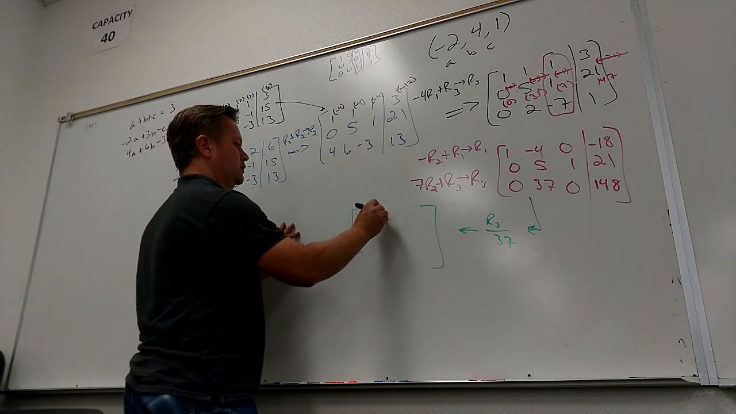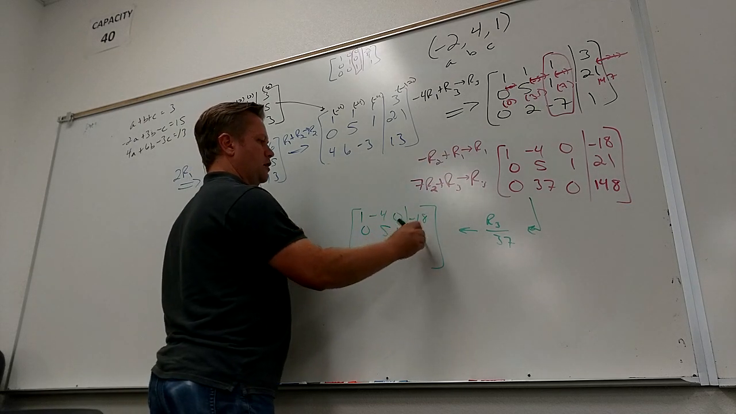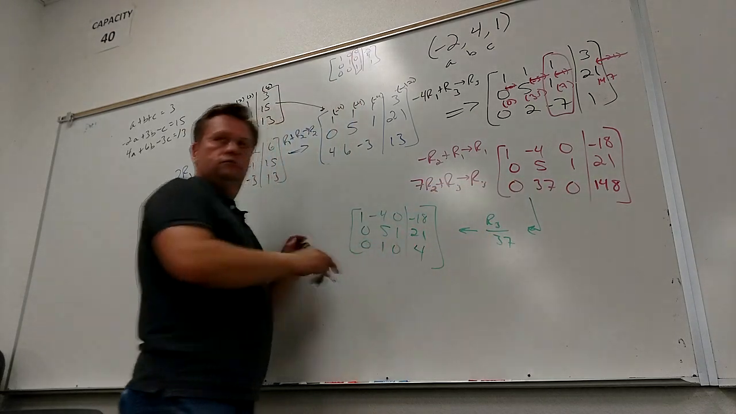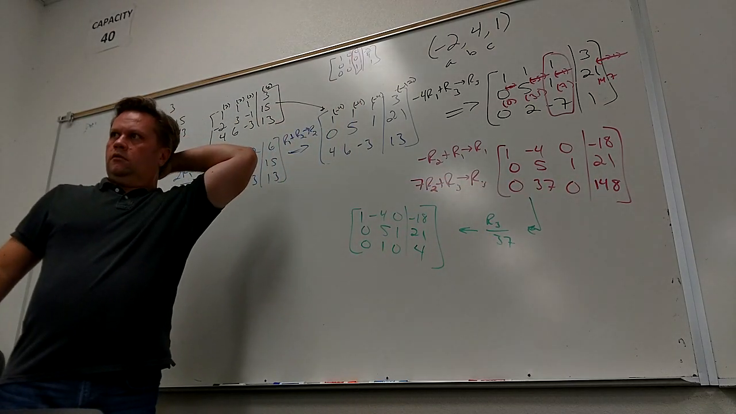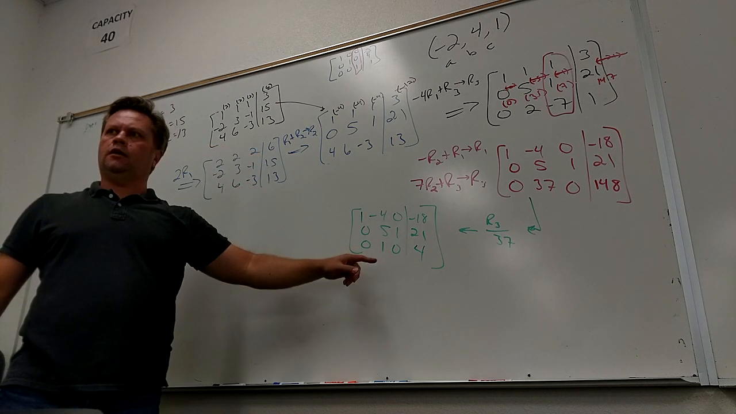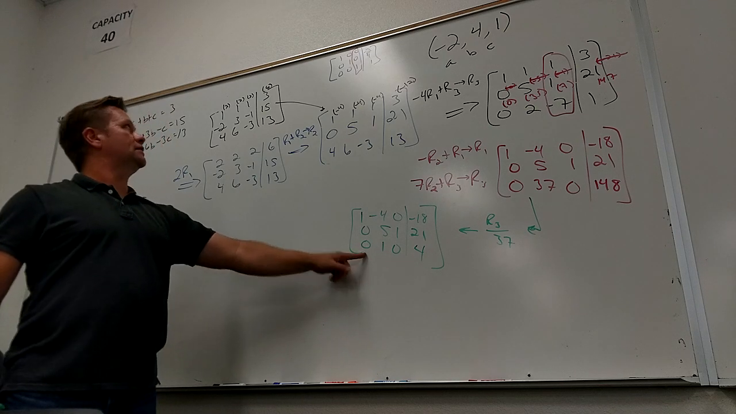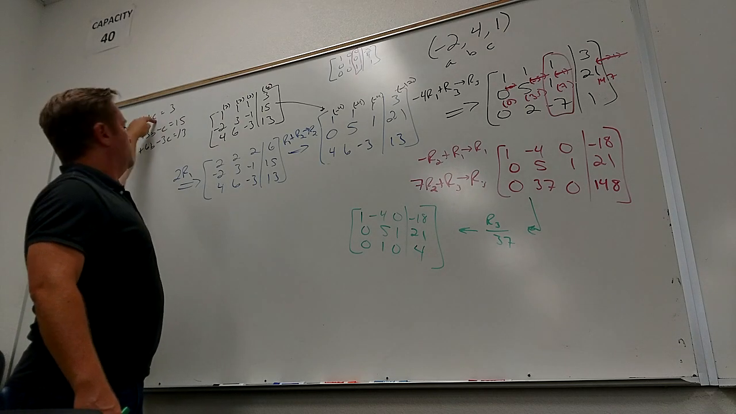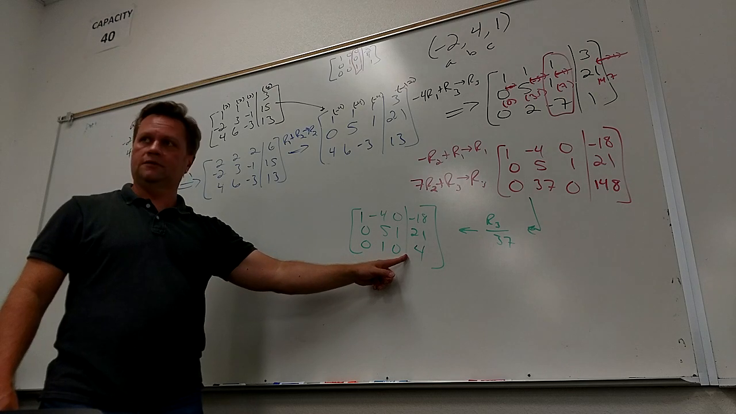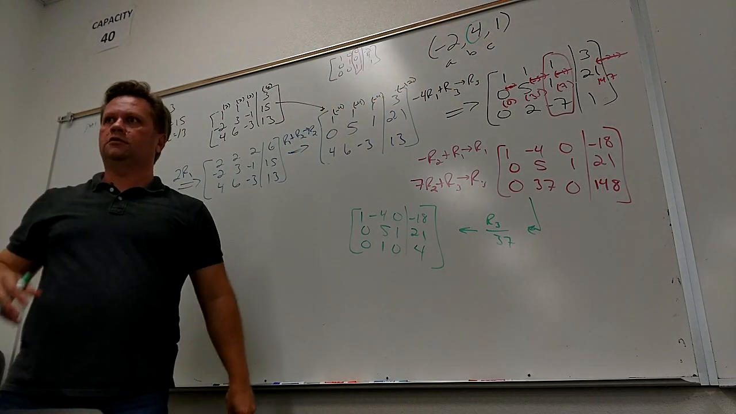So now the first row is the same, second row is the same. Last row now looks like 0, 1, 0, and 148 divided by 37 is 4. Real quick, what does that last row say? What column is it? This is the third row: A's, B, C's. So this says B is 4. All right, cool. So far we're doing good.